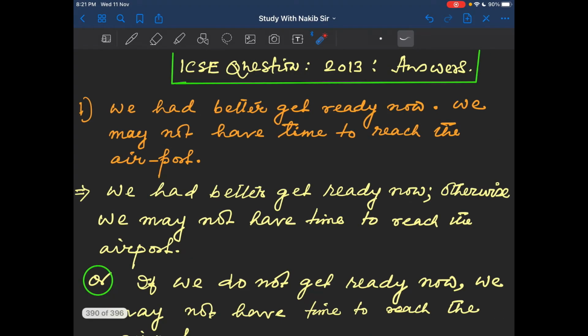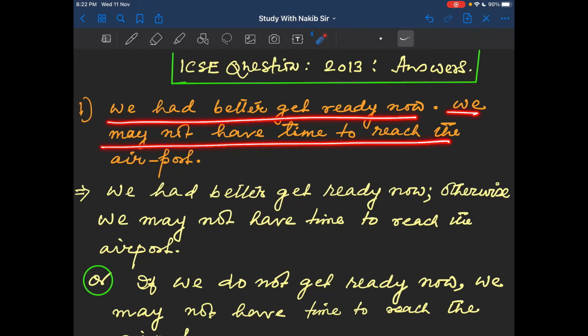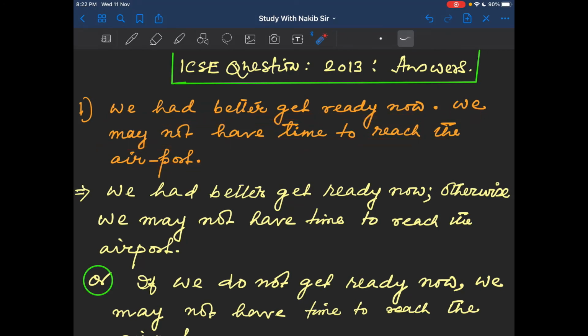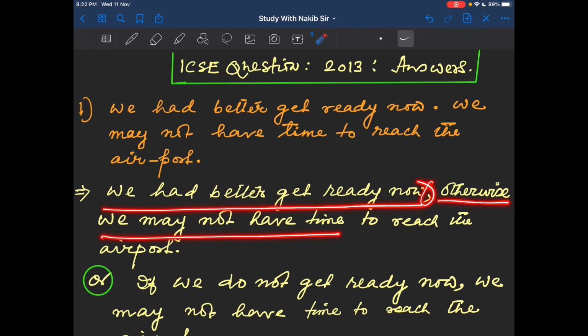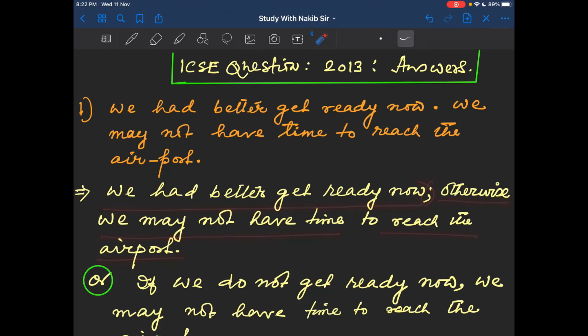Now see the answer. ICSE question 2013. Answers. The first question. We had better get ready now. We may not have time to reach the airport. The relation is condition and effect. See the answer. We had better get ready now; otherwise, we may not have time to reach the airport.